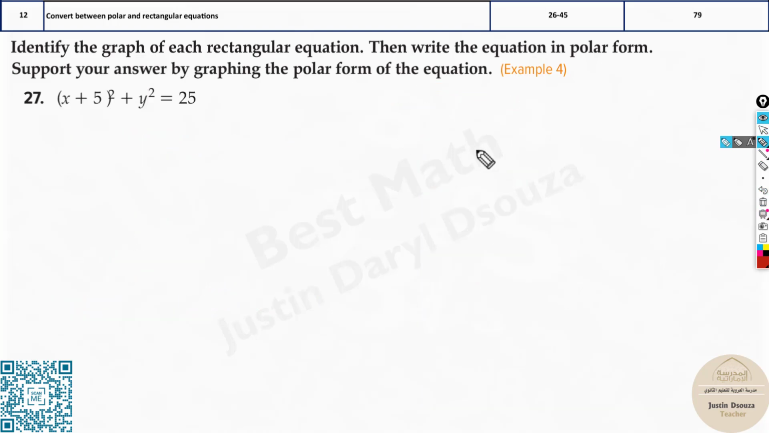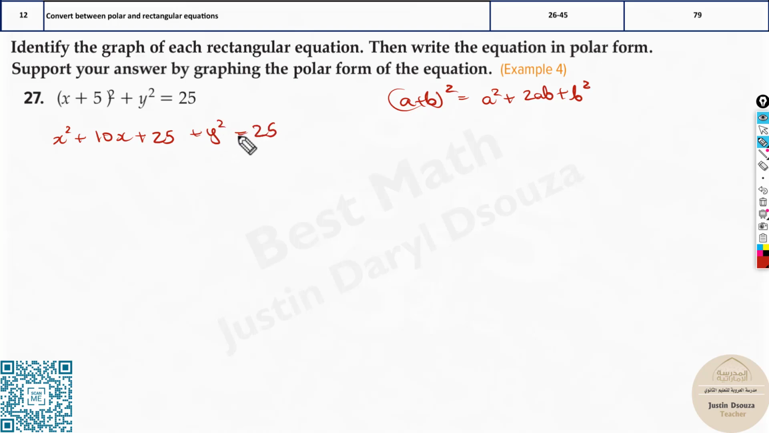What about this one? Here you can directly apply x is equal to r cosine theta, y is r sine theta. But since you can see there is the form of (a plus b) the whole squared here, that is a squared plus 2ab plus b squared, we'll apply that formula here. x squared plus 2 times x and 5, which is 10x, plus 5 squared is 25, plus y squared equals 25. Now you can see 25 and 25. Won't they cancel off? If you take this plus 25 to the other side, it becomes 25 minus 25.